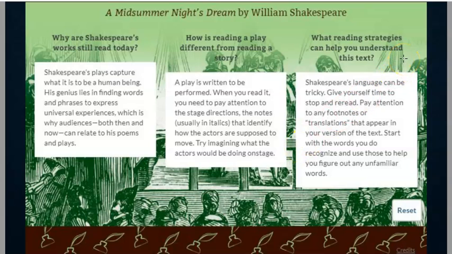What reading strategies can help you understand this text? Shakespeare's language can be tricky. Give yourself time to stop and reread. Pay attention to any footnotes or translations that appear in your version of the text. Start with the words you do recognize and use those to help you figure out any unfamiliar words.